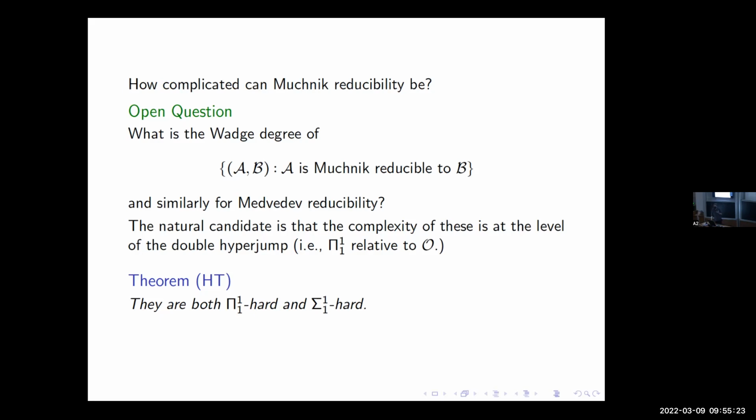Because the fact that any two structures have a Borel isomorphism comes into play here. So the natural candidate, the best upper bound I can find, is the double hyperjump, and particularly Pi^1_1 relative to O. That's the best I know so far, so this is not really a real theorem. It just comes from the coding of families, that it's definitely both Pi^1_1 hard and Sigma^1_1 hard. But at the very least, it's more complicated than coding families. I think that's an interesting question.